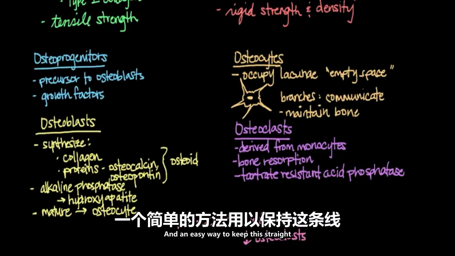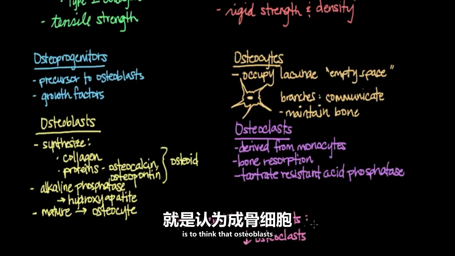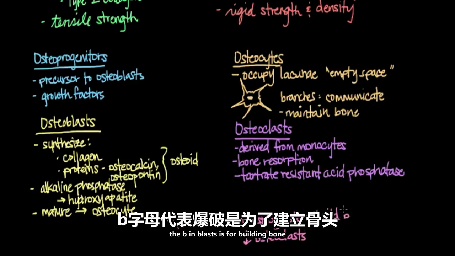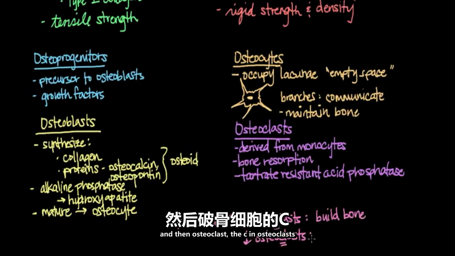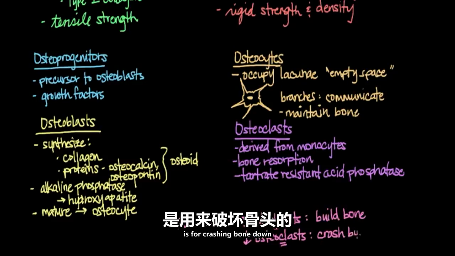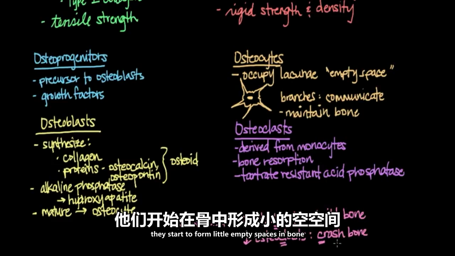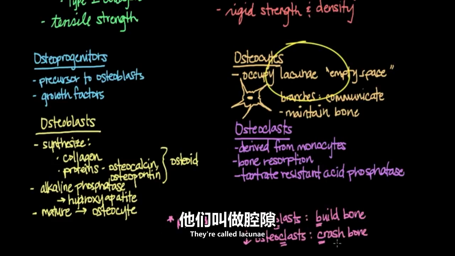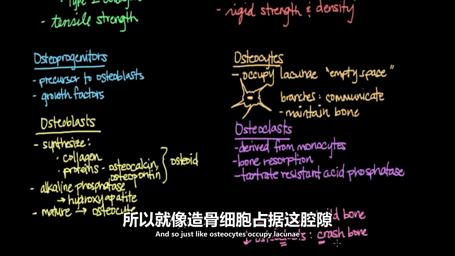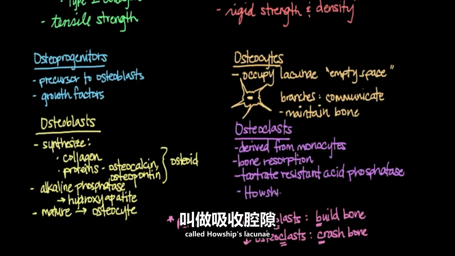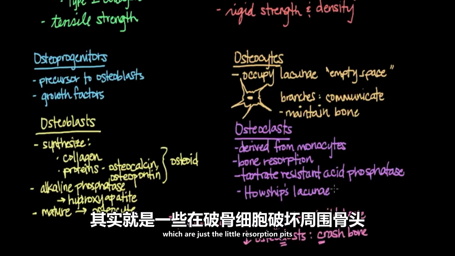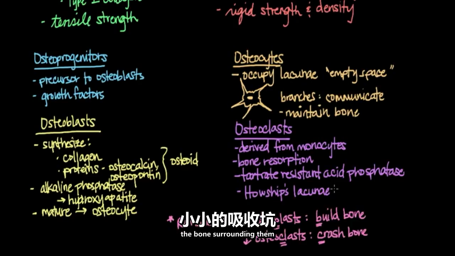And an easy way to keep this straight is to think that osteoblasts, the B in blast is for building bone, and then osteoclast, the C in osteoclast is for crashing bone down. So osteoblasts build up bone, osteoclasts break it back down again. Now, as osteoclasts are resorbing bone, they start to form little empty spaces in bone. And wait, what are empty spaces in bone called? They're called lacunae. And so just like osteocytes occupy lacunae, osteoclasts occupy a special kind of lacunae called Howship's lacunae, which are just the little resorption pits formed by osteoclasts as they break down the bone surrounding them.